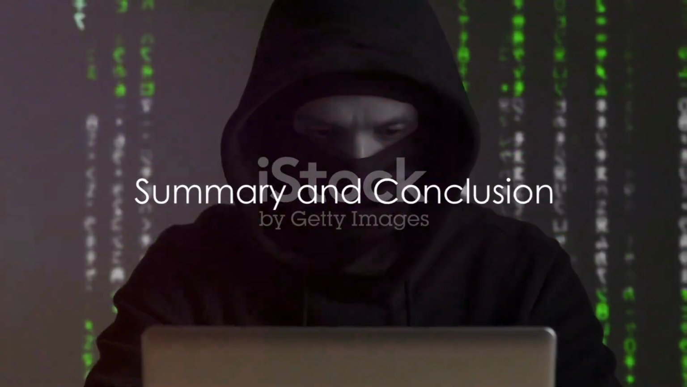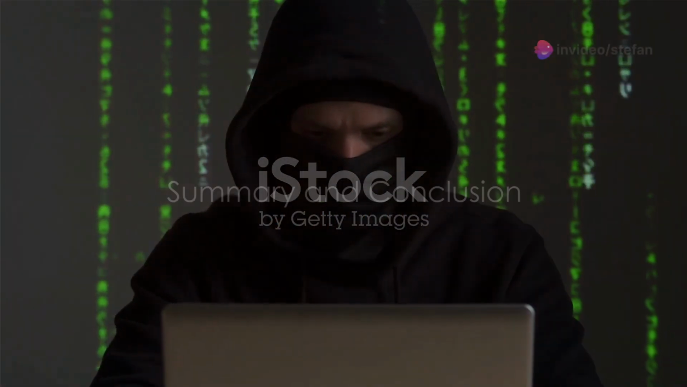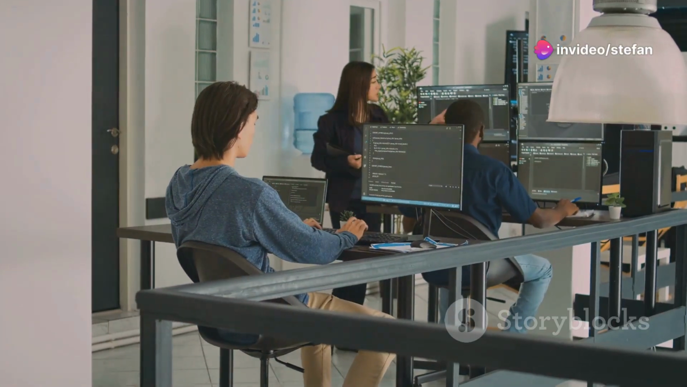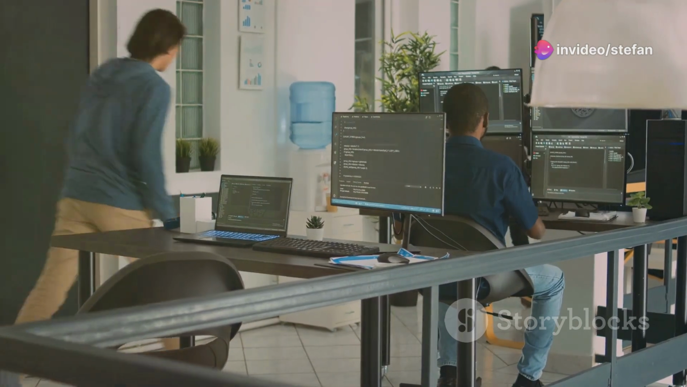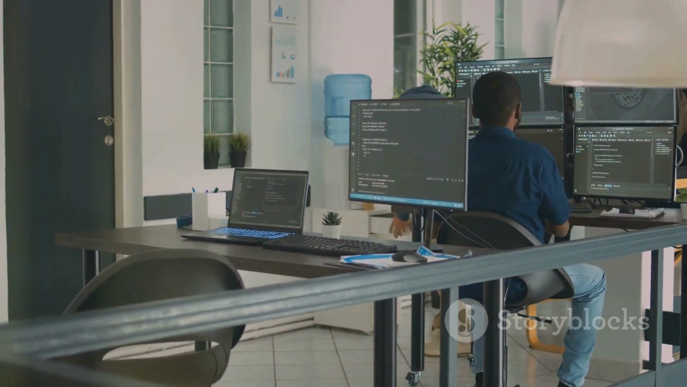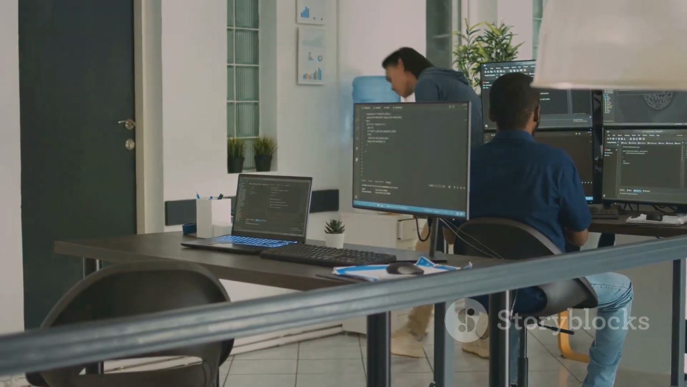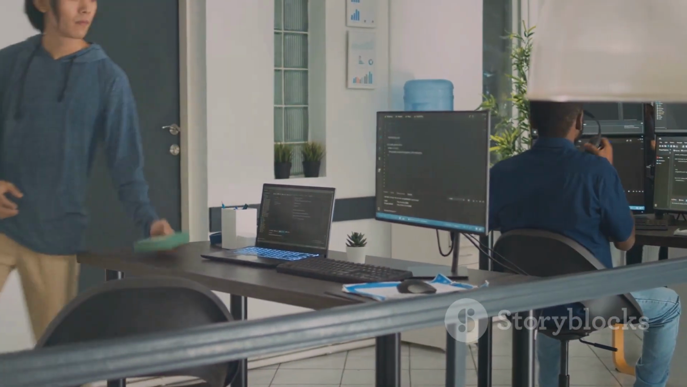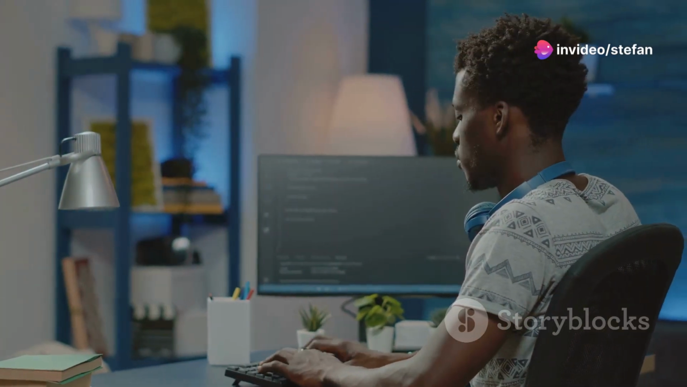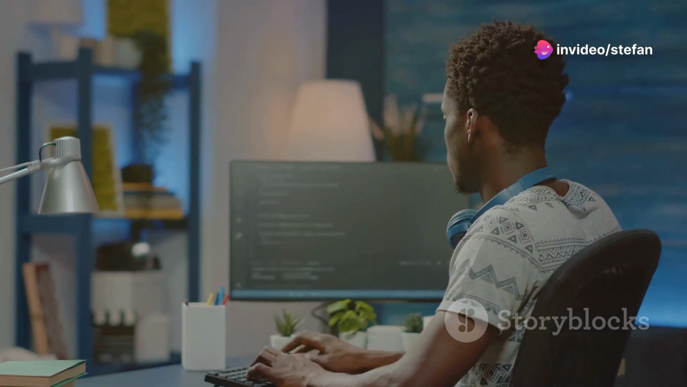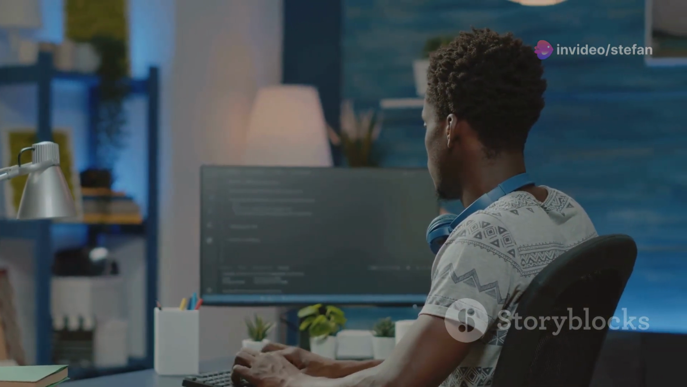Now that we've covered the OWASP Top 10, let's summarize the key points. We started with an introduction to web application security, setting the stage for the significance of understanding these threats. Then, we delved into injection attacks, recognizing them as one of the most common web application vulnerabilities. We learned that the prevention of these attacks relies heavily on using parameterized queries or prepared statements.